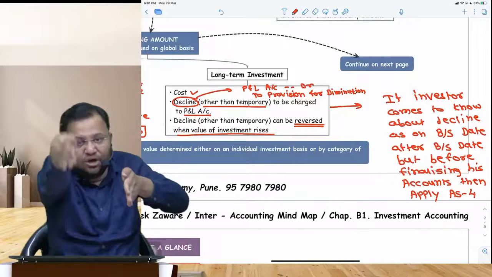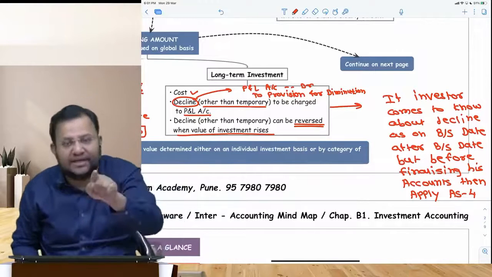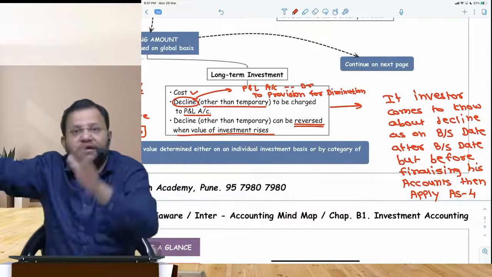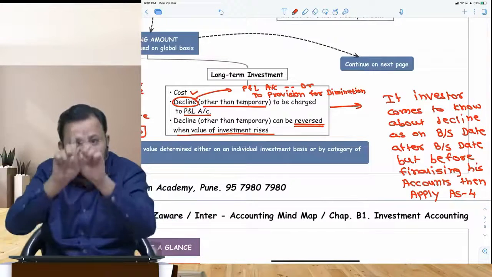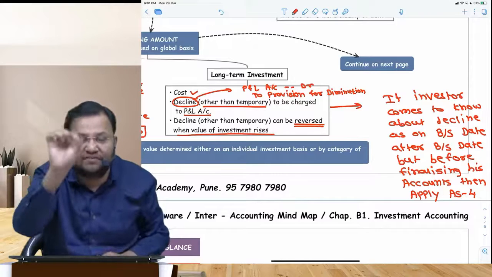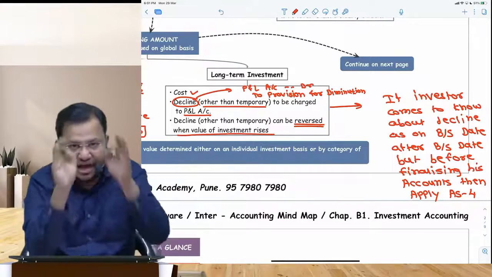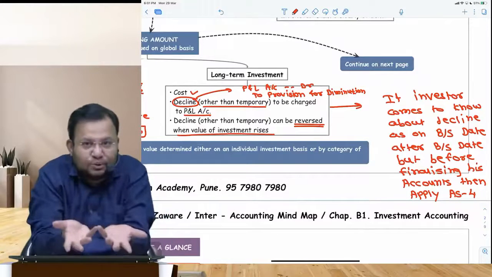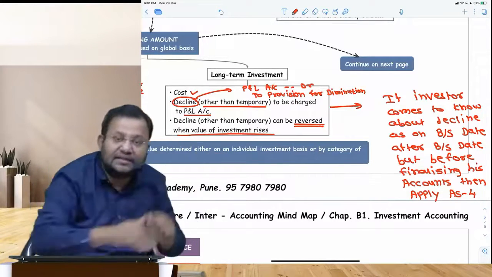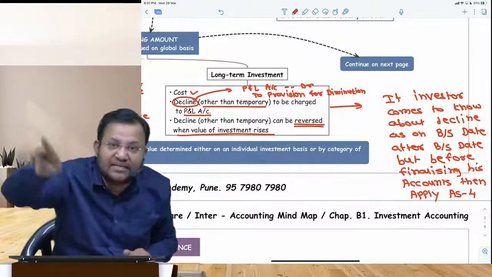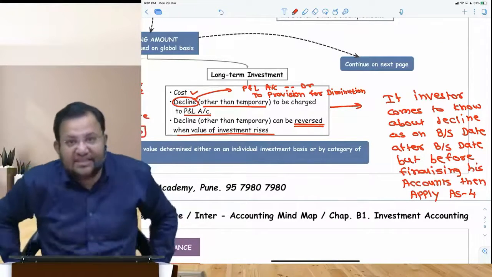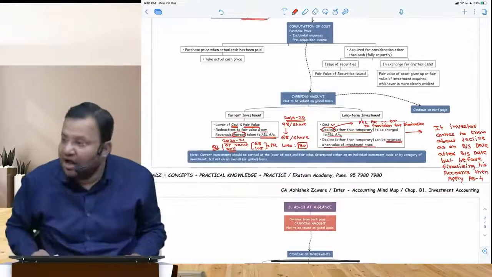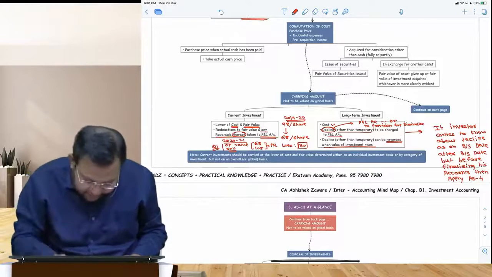Decline in the value of the investee company had already taken place on 31st March. Just that I came to know in the month of May. I should pass the entry in the month of May, but the date of entry will be 31st March. I repeat, the entry physically will be passed in the month of May because I come to know in May, but the decline relates to the condition existing as on the balance sheet date. So the decline will be recorded on the balance sheet date only.